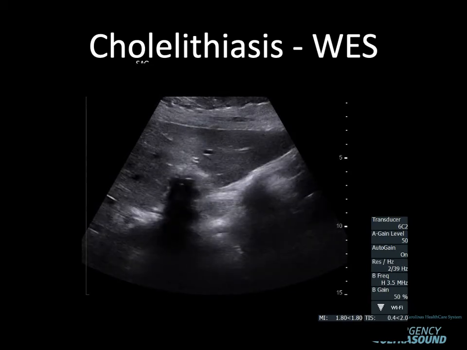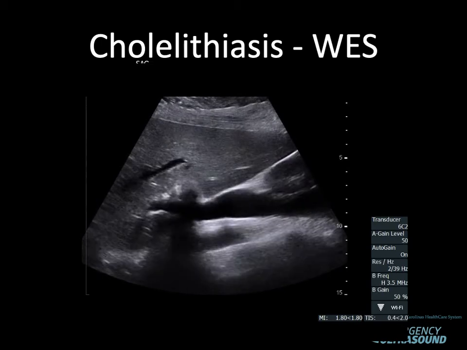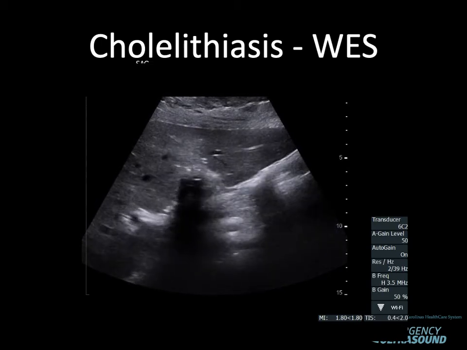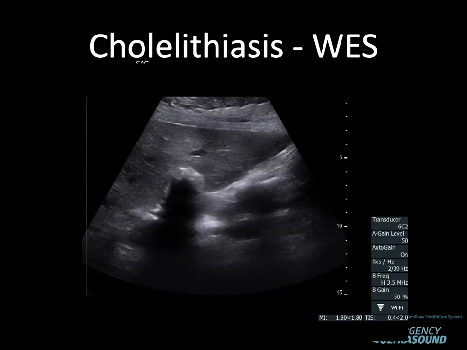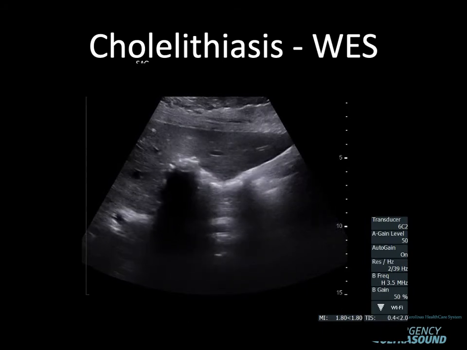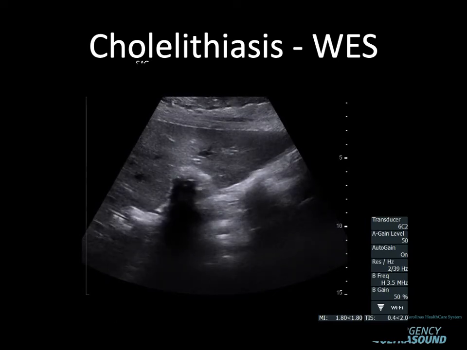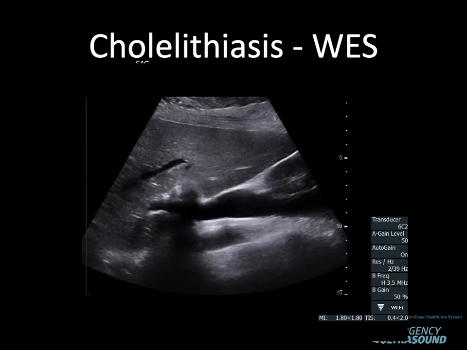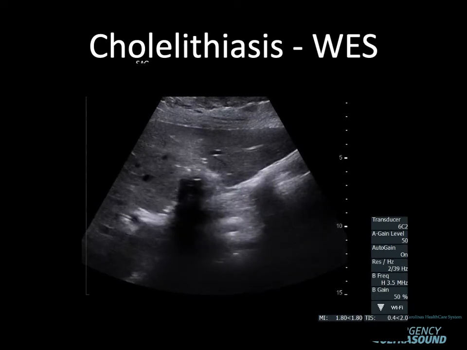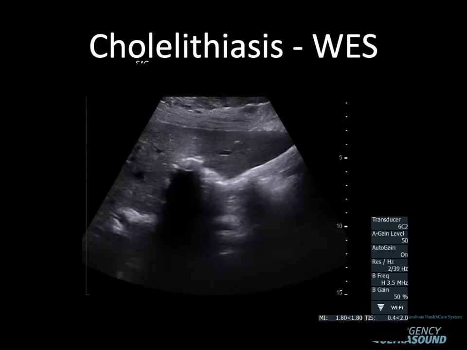Something else that we look for, and this gets actually pretty tricky, is also cholelithiasis. Everybody is looking for the gallbladder, I know. This is something we call the wall echo shadow sign. We're not seeing the gallbladder right here because we're not seeing the lumen of the gallbladder. If you look from top to bottom, we're seeing the liver here.